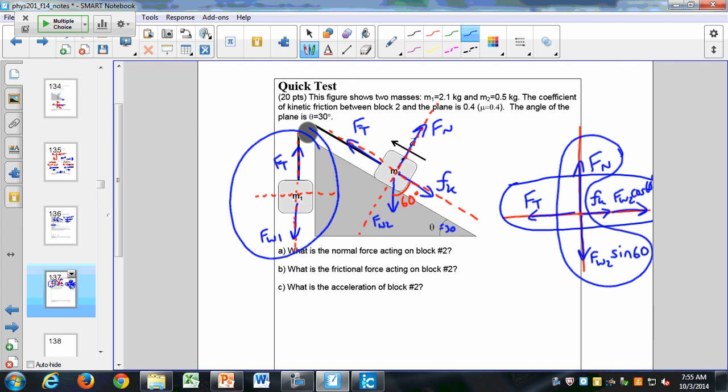What is it? Inelastic. Thank you. Yeah, if it's inelastic, then the acceleration of M1 will equal the acceleration of M2. All right, so those are a couple of things we want to keep in mind.